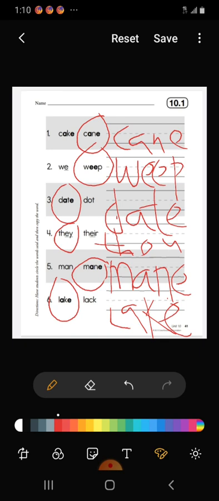Number 5, we circled mane, and the spelling of mane is m, a, n, e, mane. And we said mane is the hair on top of the neck of a horse. Then we moved over to number 6, and we circled lake, and we said lake is a body of water.